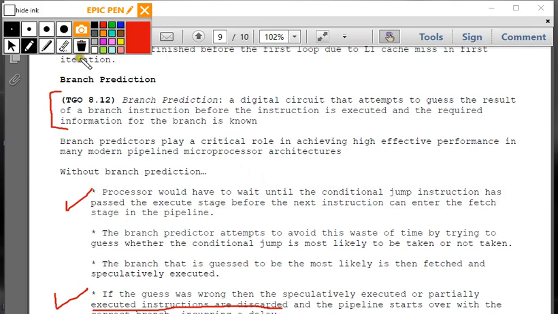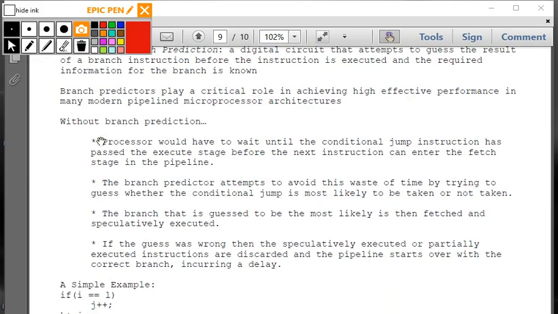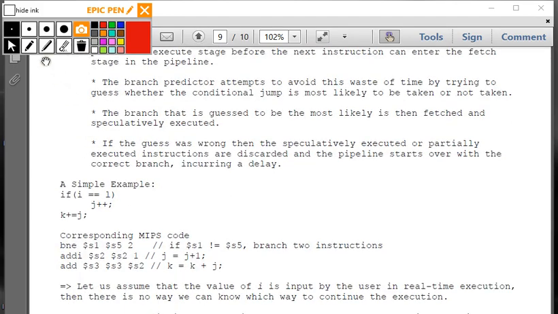And so here's a simple example. So we have i equals l. If i equals l, j plus plus, and then k plus equals j. So what's going to happen here is we're going to do a branch not equal. We're going to compare i and l. In this case, I have S1 and S5, and I would jump to instructions, right? So trying to get to this point where k plus equals j.